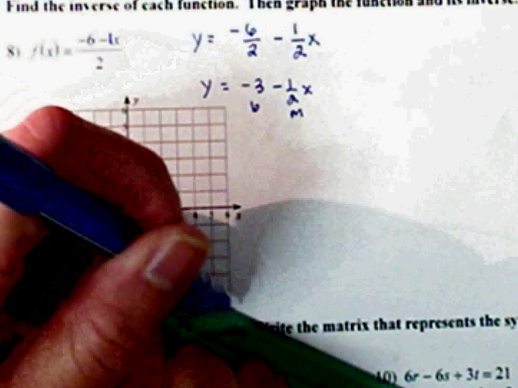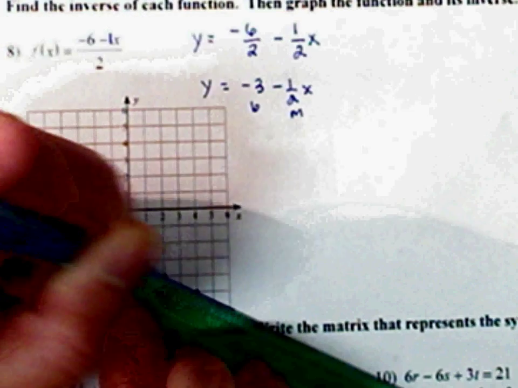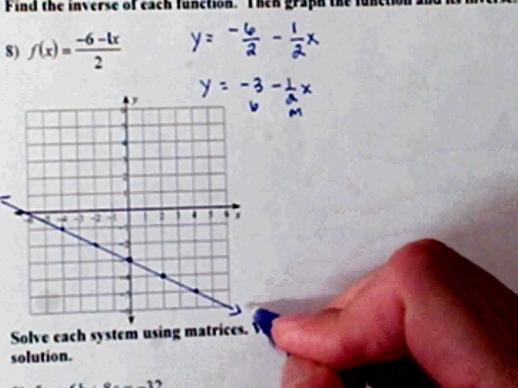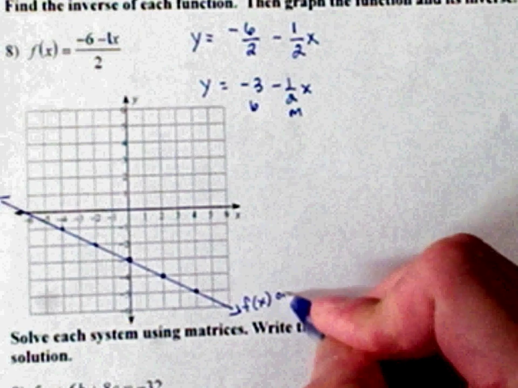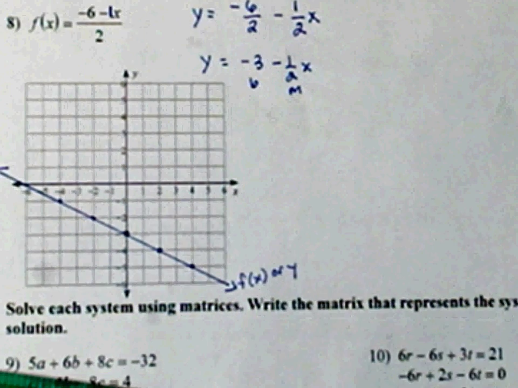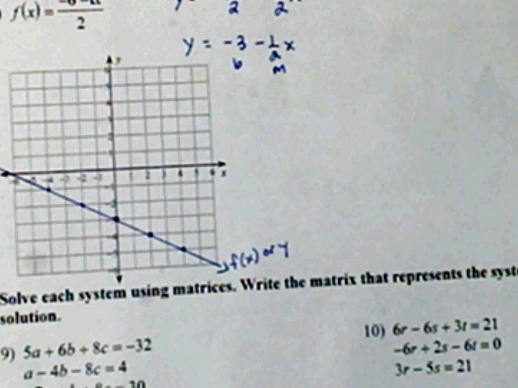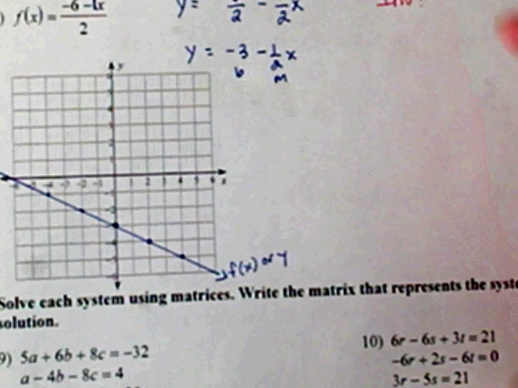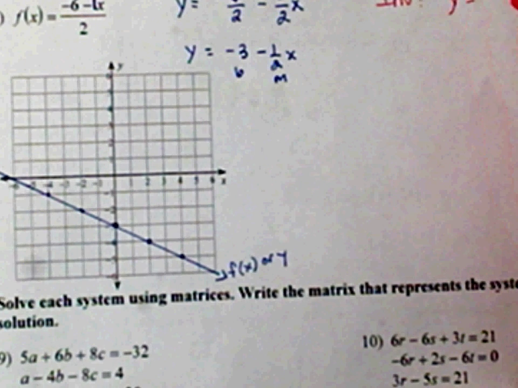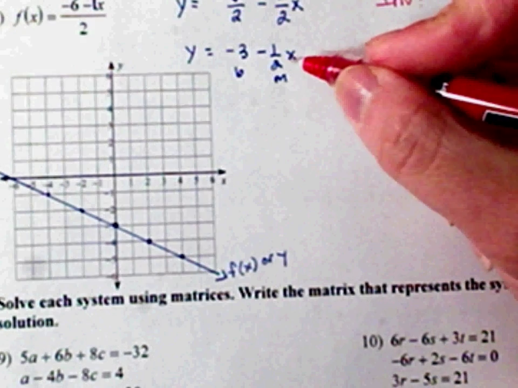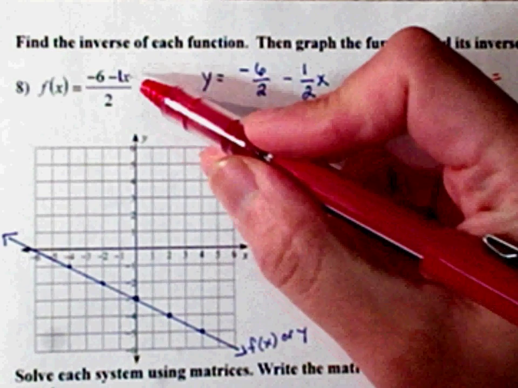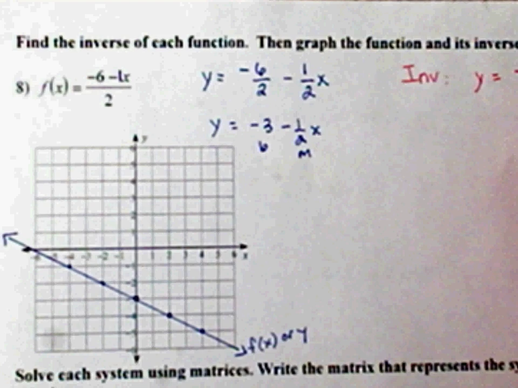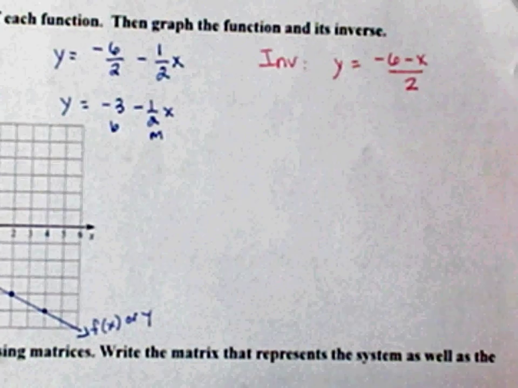Okay, you're trying to find where they cross. So there's your line. This is your f of x, or you can call it y. Same thing. All right. To find your inverse, here are your methods. Okay. So you have y equals. You can use this one, or you can use your original. I'm going to use the original. So negative 6 minus x divided by 2. Okay, so there's my original.